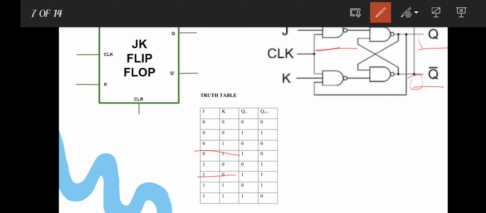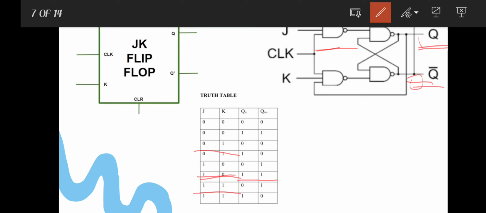When J is 1 and K is equal to 0, then the flip-flop will get set to 1. When both inputs J and K are 1, then at a clock transition the output of these two AND gates will depend on the value of Q and Q bar.